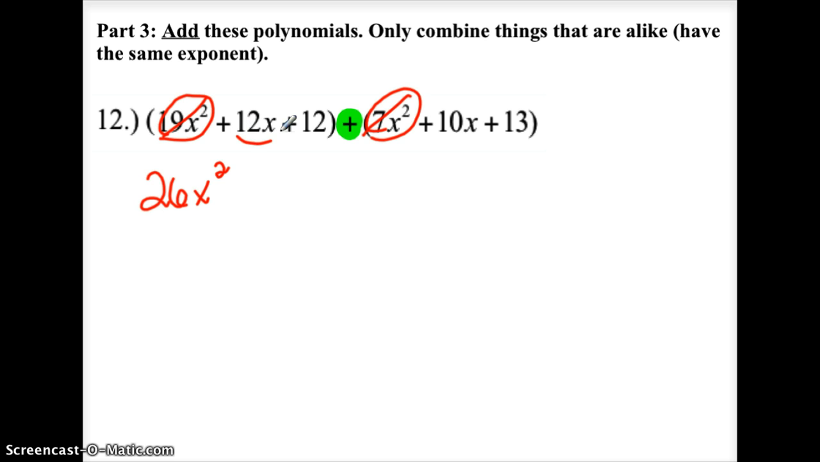Now, let's start with this 12x. Do I have another x term that I can add with this one? Look through my problem. Oh yeah, there's a 10x. So add 12x plus 10x to get 22x. And then I'm going to cross them out because I'm done with them. And then finally, we just have these constants to add. Positive 12 and positive 13 would add to 25. So there would be my answer for adding.